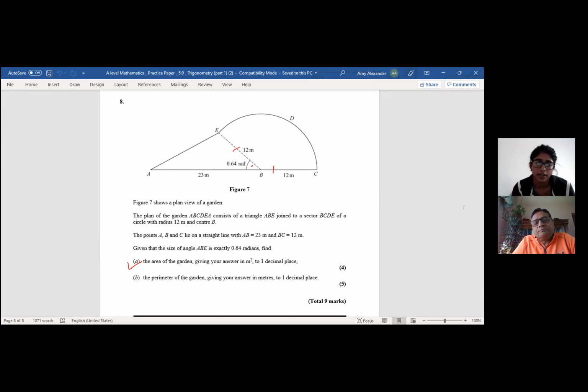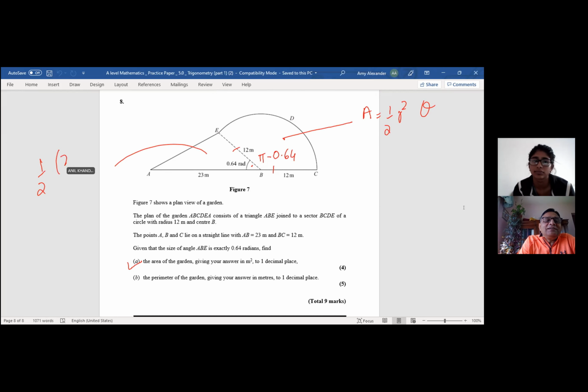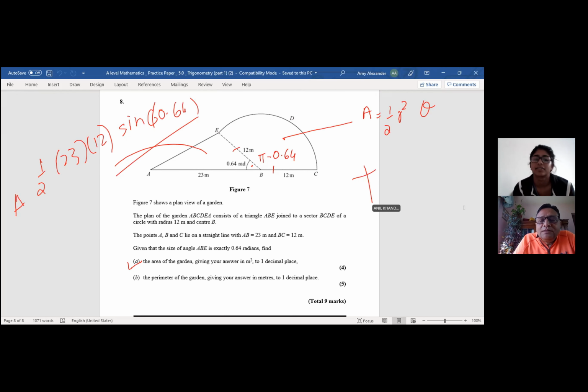So the whole thing. You just find the angle EBC as pi minus 0.64. Then you do the simple half r squared theta with theta as pi minus that value, and for the triangle you just do half AB sine C. So 12 times 23 times the sine of 0.64. Yeah, half AB sine C, that's so simple. I didn't expect that. And you add them too.